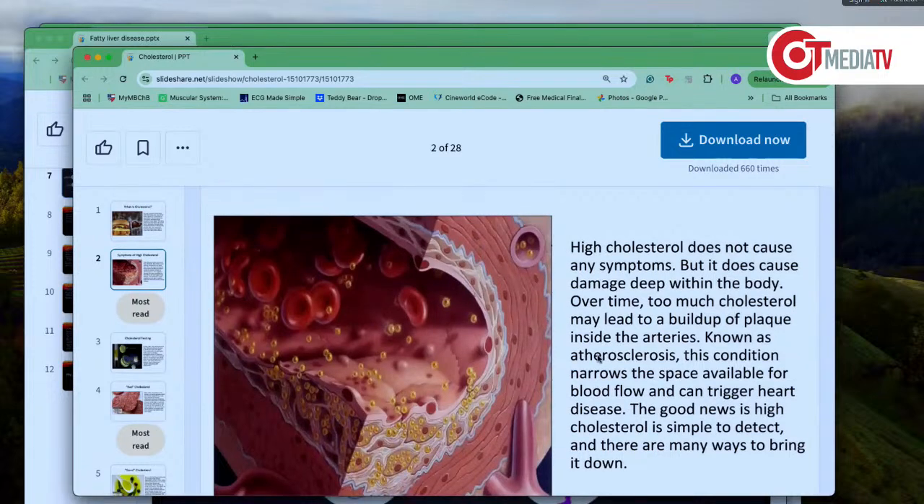There are no symptoms of high cholesterol because it's something that happens internally. You will not know it. So literally, it's a buildup of fat. If you think about this picture here being your arteries and these red things being your red blood cells, these yellow things are the fat that's basically roaming around in your blood.